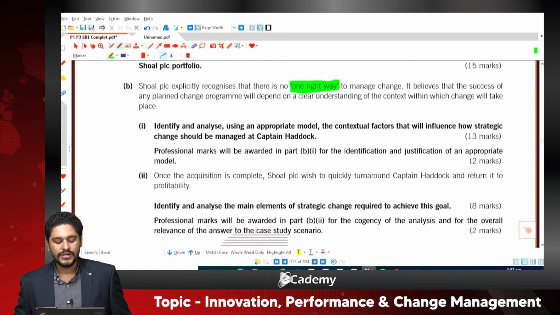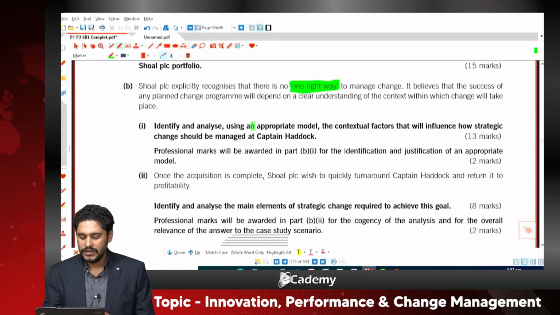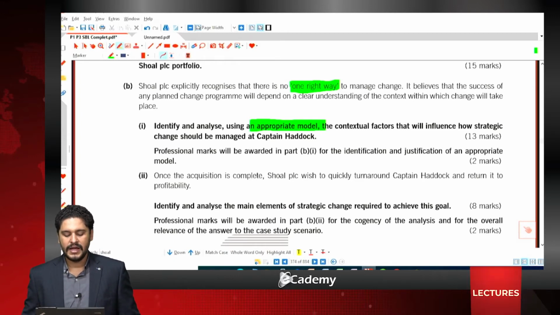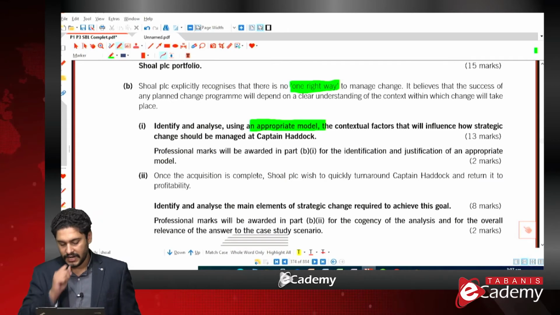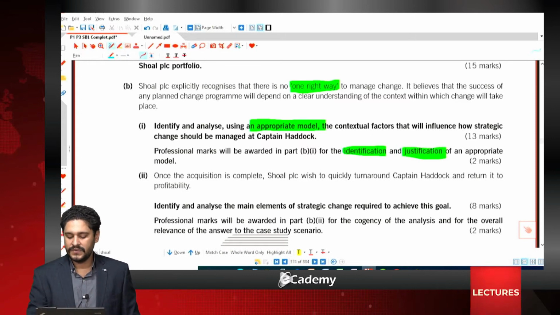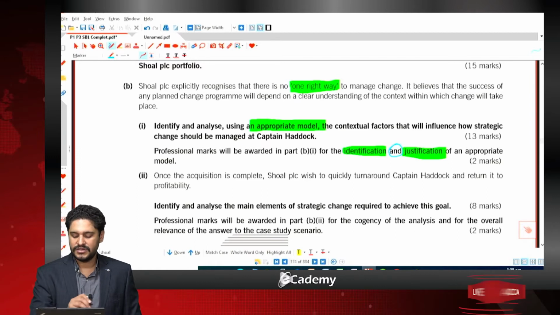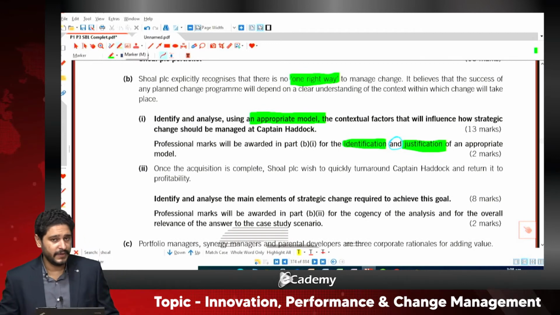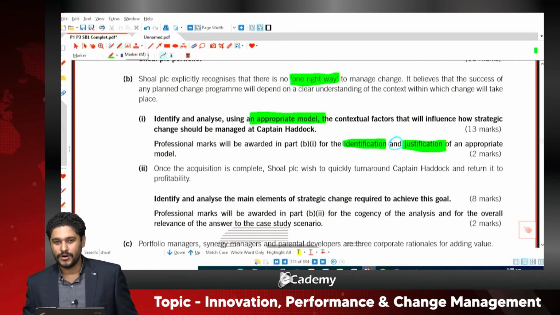Identify and analyze, using an appropriate model, the contextual features that will influence how change should be managed at Captain Haddock's. Professional marks are available for identifying and justifying an appropriate model. You need to think of what model we will be applying. I'm not letting you know right now what model we will be applying. Once I start writing my answer, then you'll know what model we will be applying.